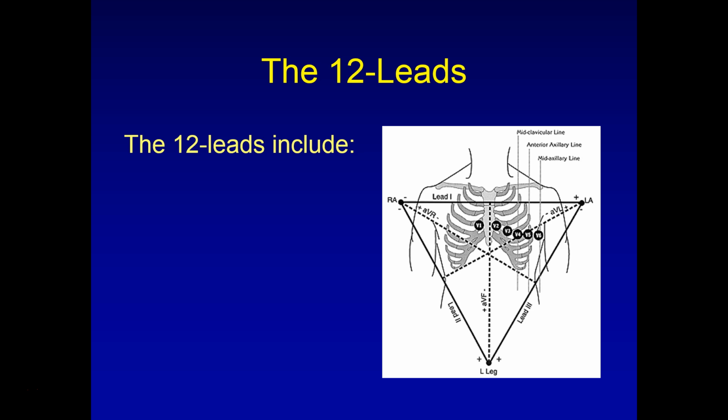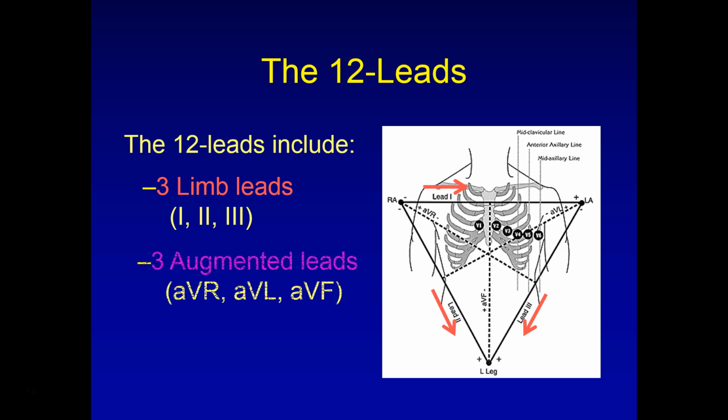The 12 leads include 3 limb leads. This is lead 1, 2, and 3. You also have 3 augmented leads. These are also considered limb leads, and in practice, it's actually leads 1, 2, and 3, where the EKG machine augments the voltage of these leads, and that gives us a different view of the heart.